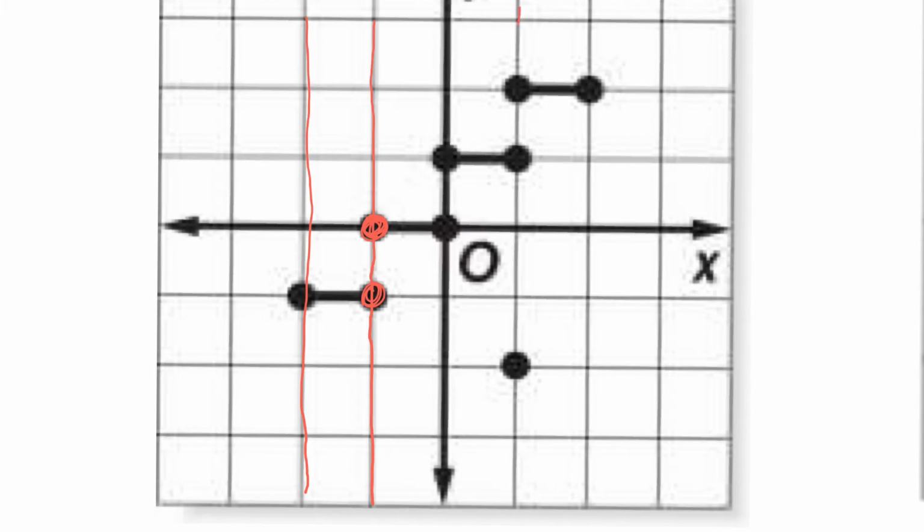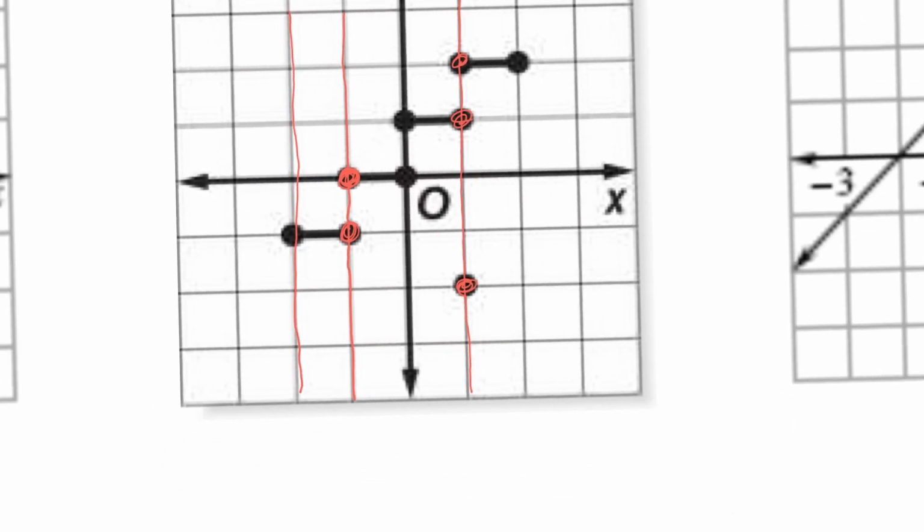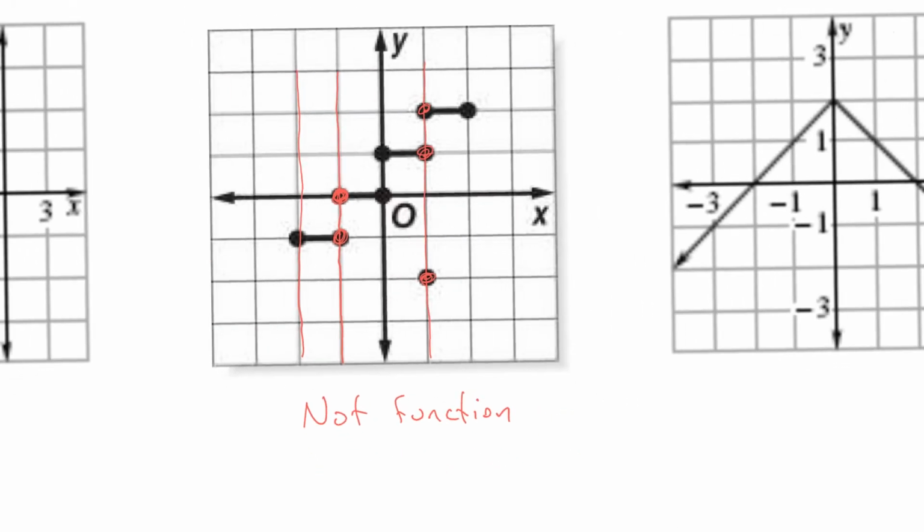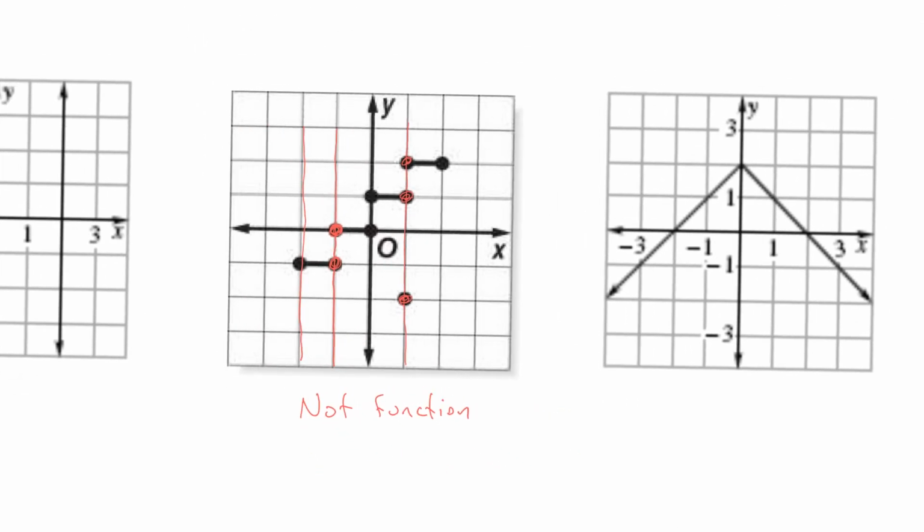I'm going to make another one. Look at this one. 1 point, 2 points, 3 points. So on this one, there's actually 3 points on the same line. So this graph is not a function. You just have to check if you have 1 point or 2 points on that vertical line.